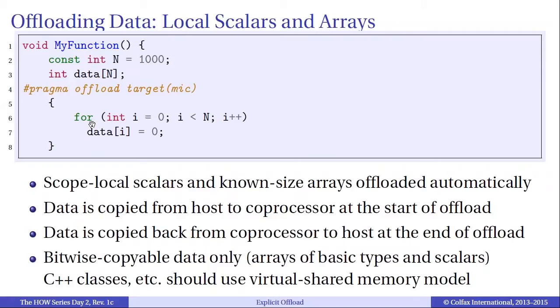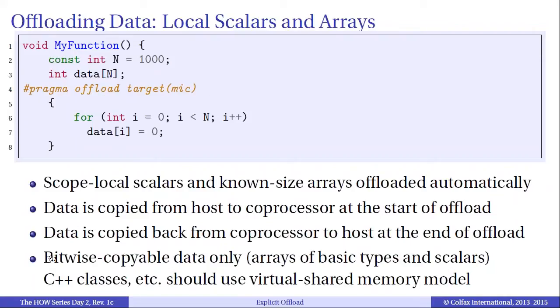Then data was modified on Xeon Phi, so the compiler will copy the modifications back to the host at the end of the offload, and it will deallocate the buffers for data. This works magically, and this is limited to bitwise copyable data. It works automatically, but that doesn't mean it's always good for performance. I will actually show you how to tune performance for operations like that in a minute.